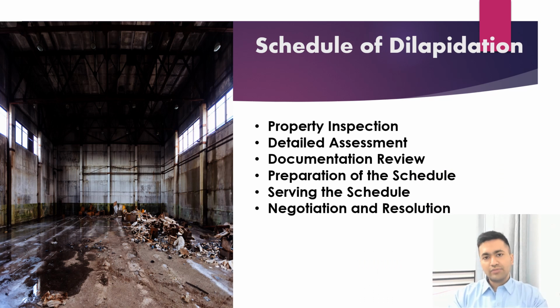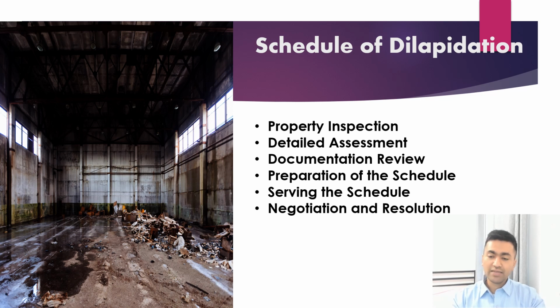The schedule of dilapidation is a formal document prepared by the landlord or their surveyors that outlines repairs, redecoration, or reinstatement work required to bring the property back to the conditions specified in the lease agreement. Now, it is typically prepared near to the end of the lease or shortly after the lease has ended. Now, the purpose of schedule of dilapidation is to record any breaches of covenants, that is the terms in the lease, relating to the condition of the property.